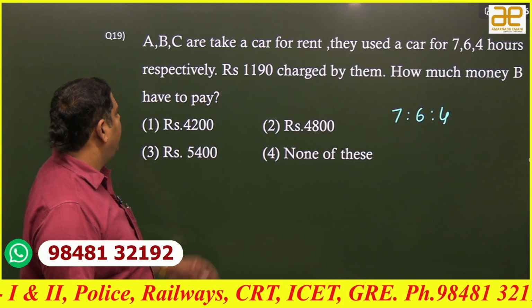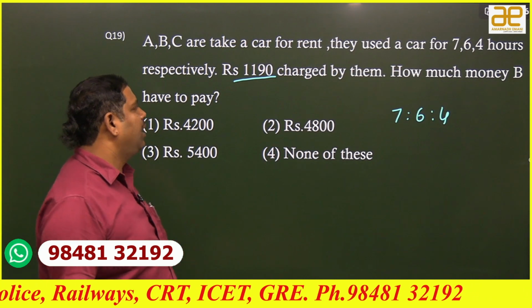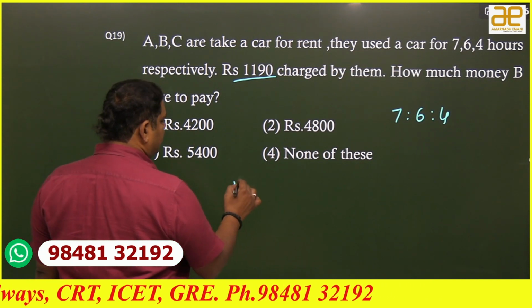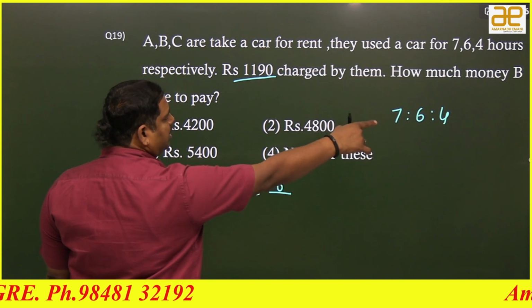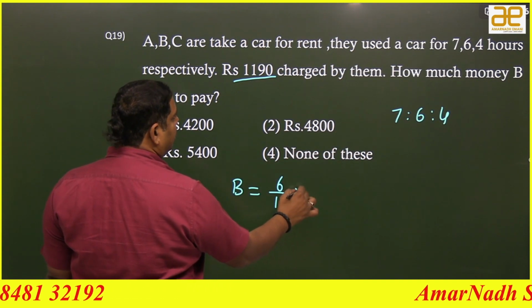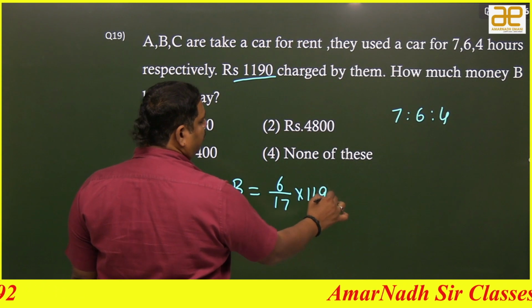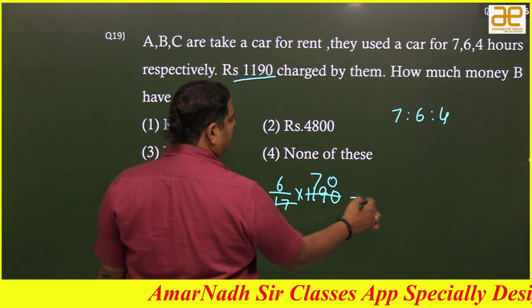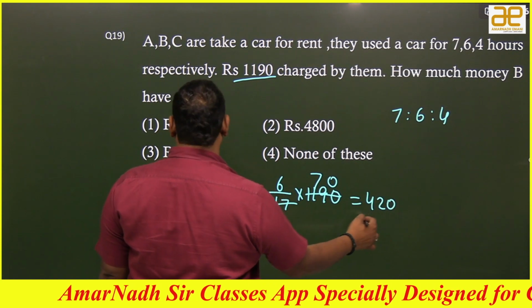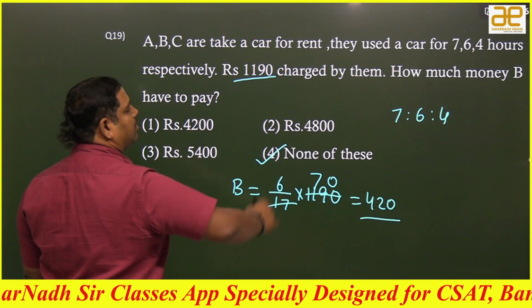7:6:4. Total rent is 1190. In that, he is asking about the share of B. B means 6 parts out of 7 plus 6 plus 4, which is 17, into 1190. 17 ones are 17, 7s are 119, and having 0. 70 into 6 is how much? 420. So what is the answer? None of these is the answer.